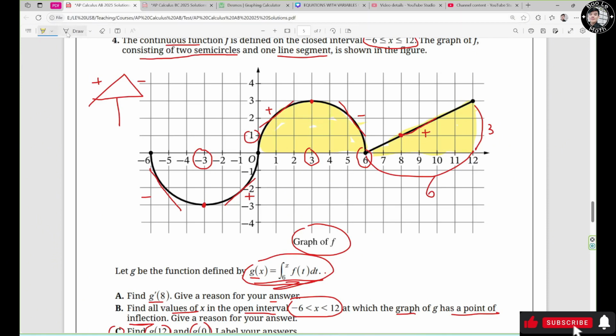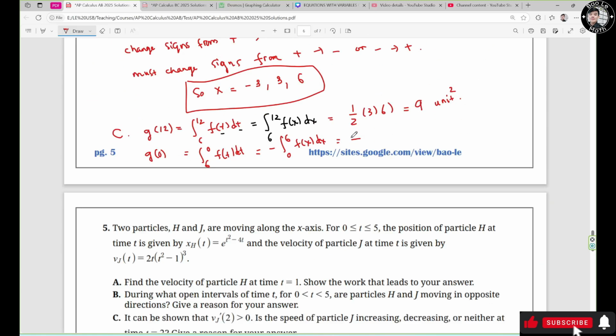Alright, so the area of the semicircle is going to be 1/2 pi r squared, right? The radius is 3, right? Because this one is the center. So you have 1/2 times pi times 9, right? So I put it over here. It's going to be negative 1/2 times pi times 3 squared. So it's negative 9 pi over 2 square units, right?